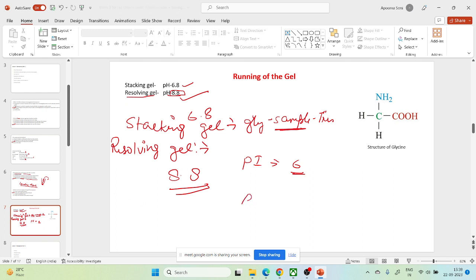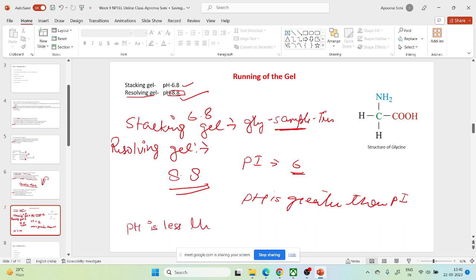So just a random, if pH is greater than PI, and if pH is less than PI. So if pH is greater than PI, then that particular amino acid gets a negative charge. If the pH is less than PI, it is protonated and it gets a positive charge. So basically, when the pH is greater than PI, it gets deprotonated.